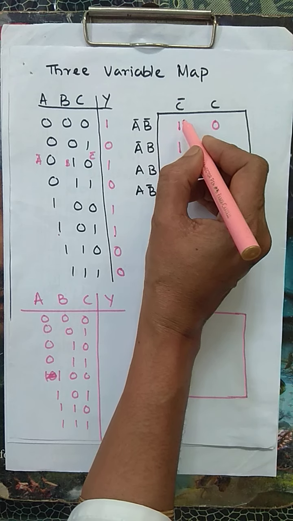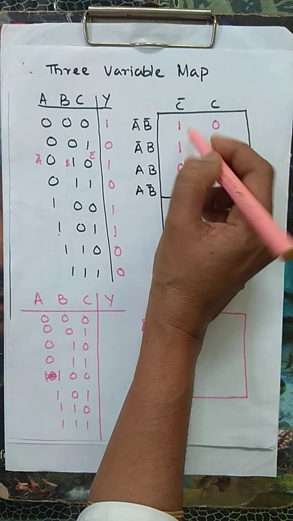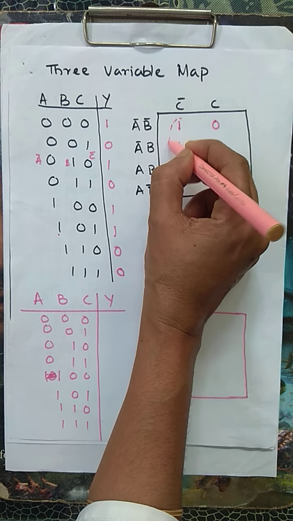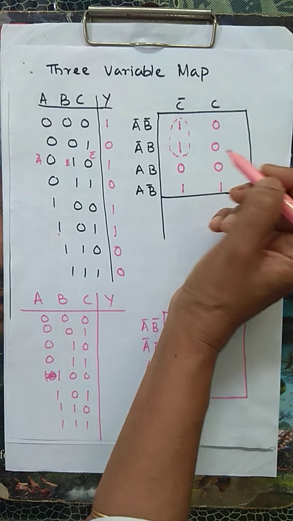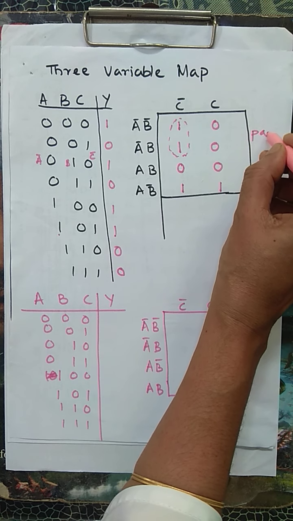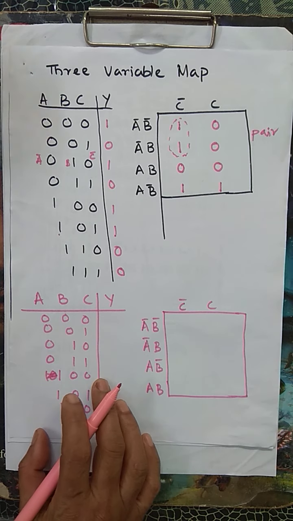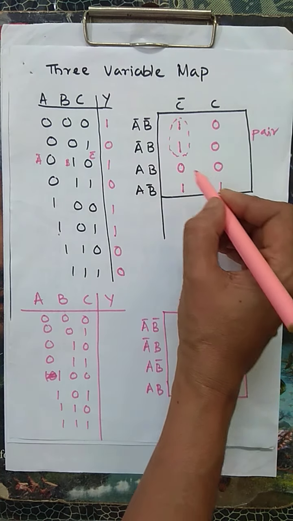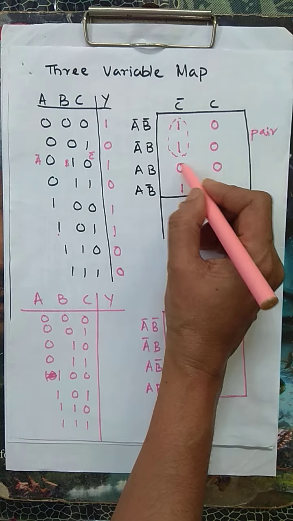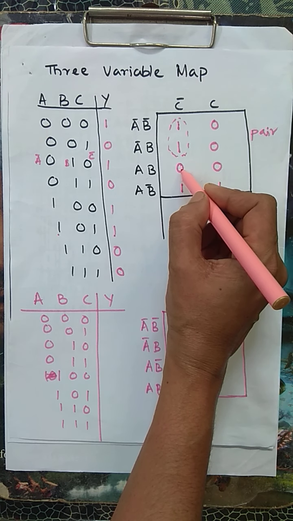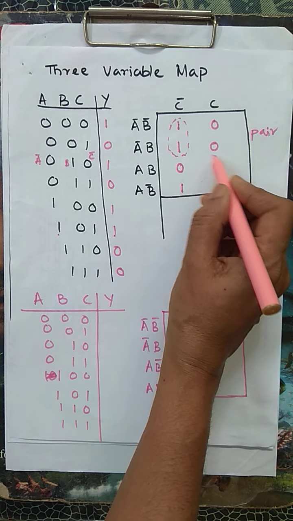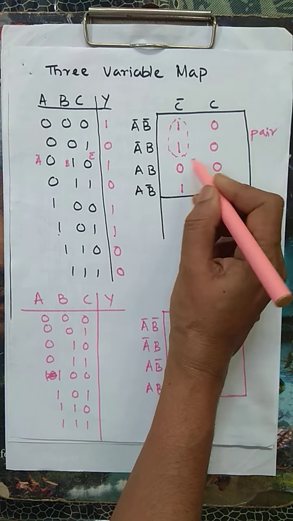If I get 2 ones nearby, I can group this. This will form a pair. This is forming a pair. If I am having 4 inputs, suppose in the case of these 2 zeros I am having 1 1. All these 4 I can group together, it will form a quad.